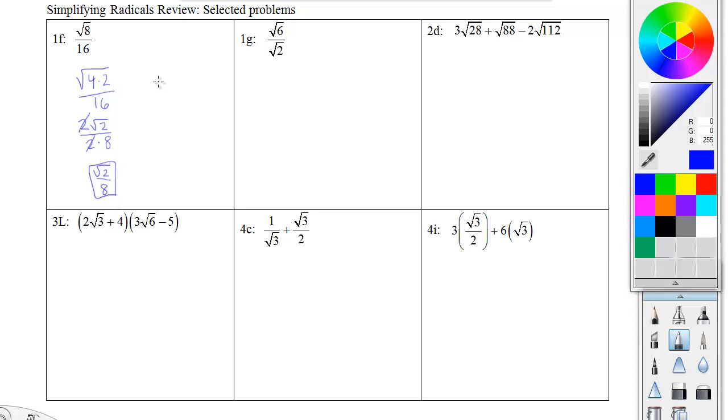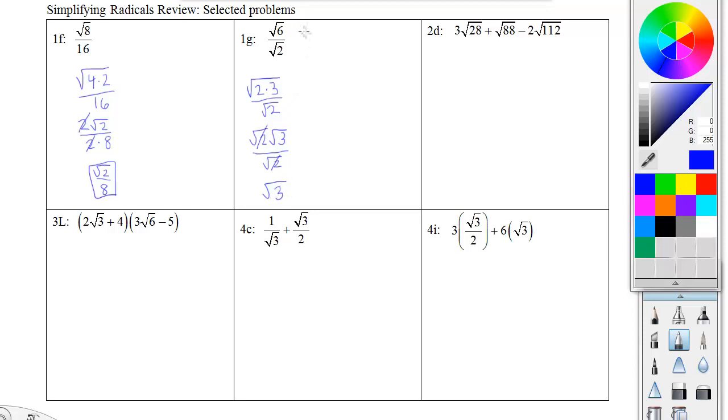That's not necessarily the only way to do the problem, but I think that's the best way to do this one. Then 1g, you have two choices I think are reasonable. You can take the square root of 6, and even though the factors of 6 are not square numbers, it doesn't really matter because there's a square root of 2 on the bottom, and so the square root of 2 that is in 6 can cancel with the square root of 2 that is in the denominator. So one way to get to the answer is that way.